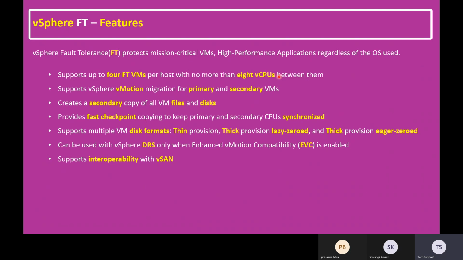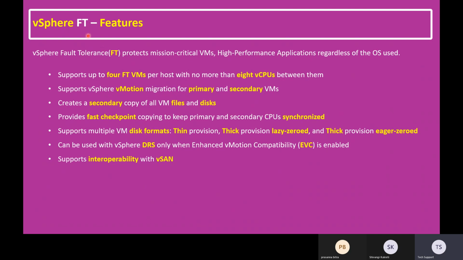The maximum supported is 8 CPUs for virtual machines, and it supports vSphere vMotion migration for primary and secondary VMs. vMotion is also supported when we enable fault tolerance, and there will be no impact on a vMotion task. It creates a secondary copy of all virtual machine files and disks. The secondary copy consists of all VM files and disk files, and provides fast checkpoint. This is the main technology for FT. Fast checkpoint copying keeps the primary and secondary CPUs synchronized.